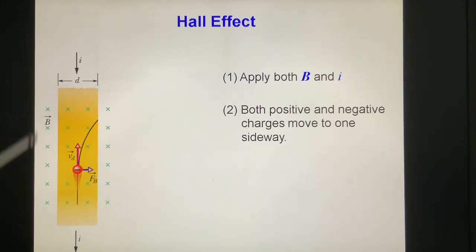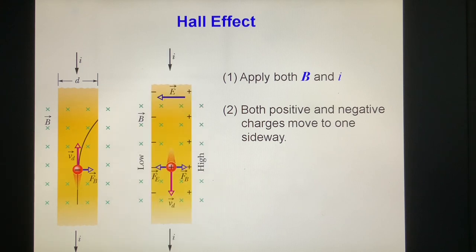Look at a negative charge. The current is downward, so the negative charge moves upward. So v cross B is in this direction, and since it's a negative charge, the force F_B is exerted to the right. So the negative charge accumulates on the right side.